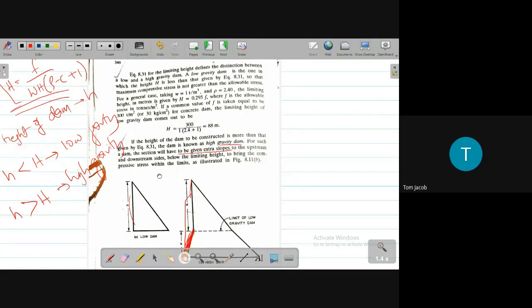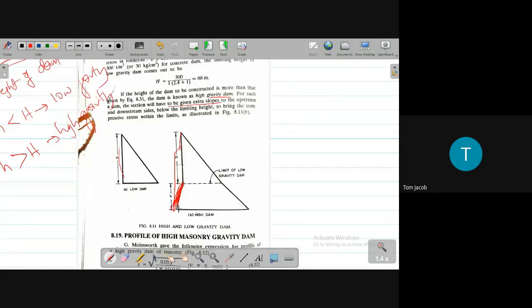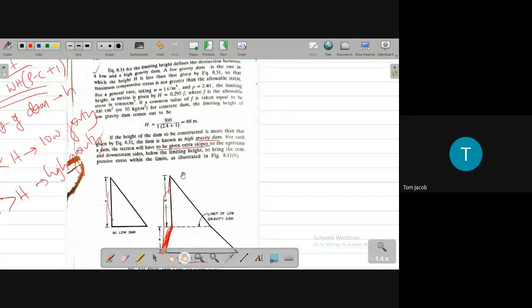The profile of a low dam is the elementary profile itself, and the profile of the high dam will be like this. So now we have studied the high and low dam, limiting height, practical profiles, etc.